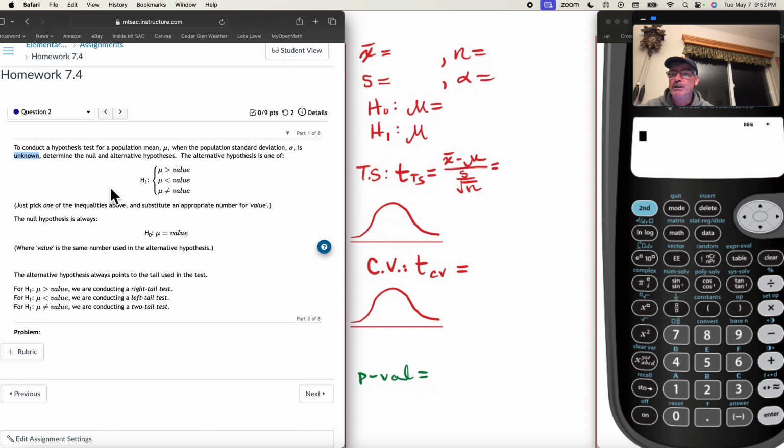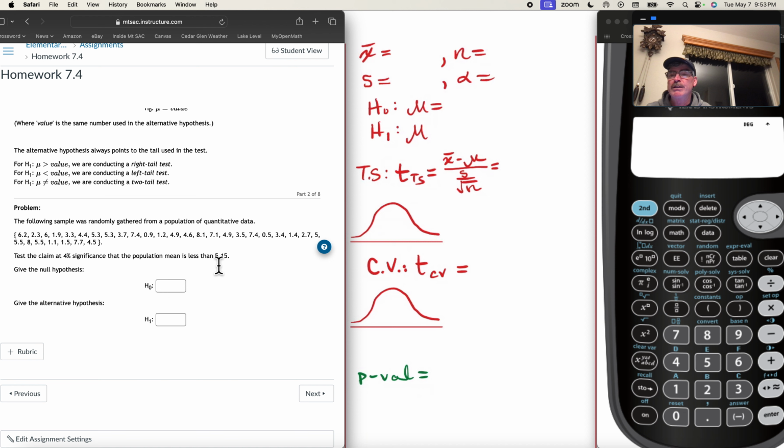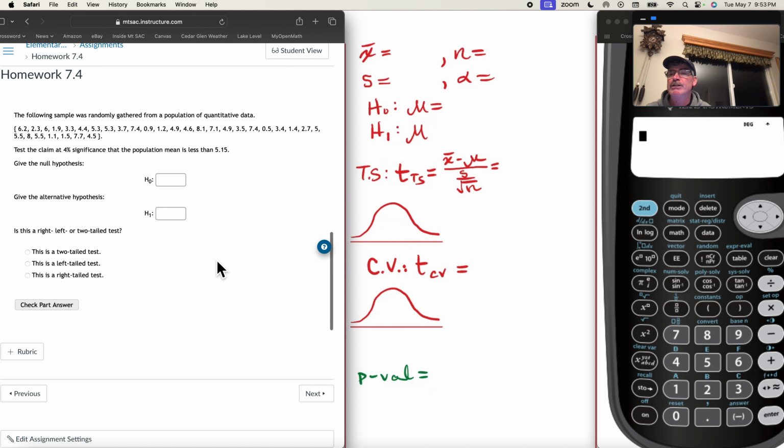Okay, so we're going to go ahead and do a quick rundown. This is a hypothesis test for a population mean. So the alternative hypothesis, you're testing the claim that the mean is either greater than, less than, or not equal to a value, for a right-tailed test, a left-tailed test, or a two-tailed test, respectively. For the null hypothesis, you just change the inequality to an equal sign, using the same value. Okay, and so I think we can just jump right on in here.